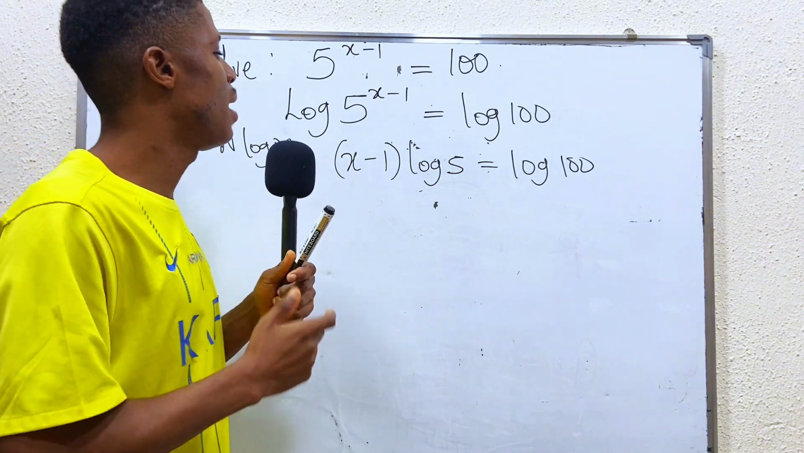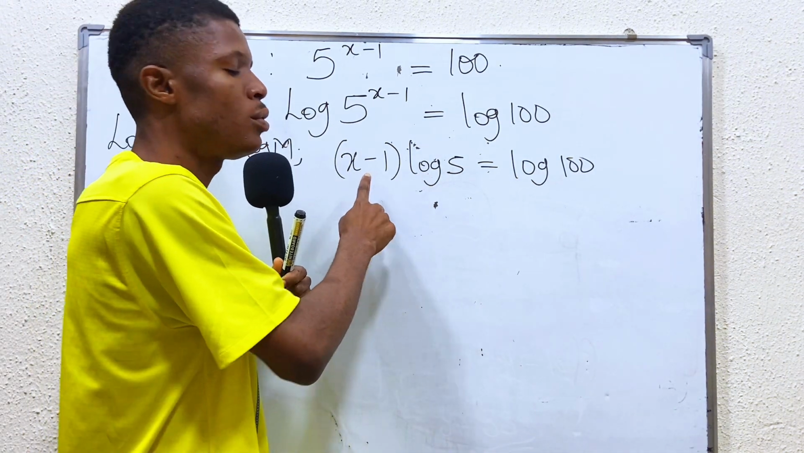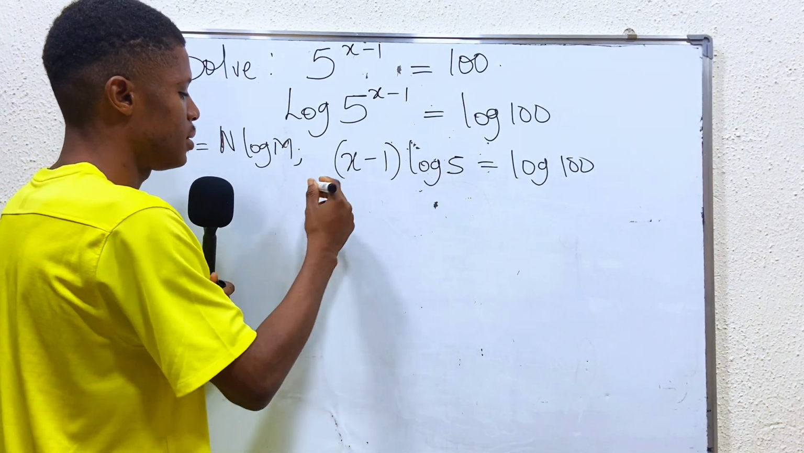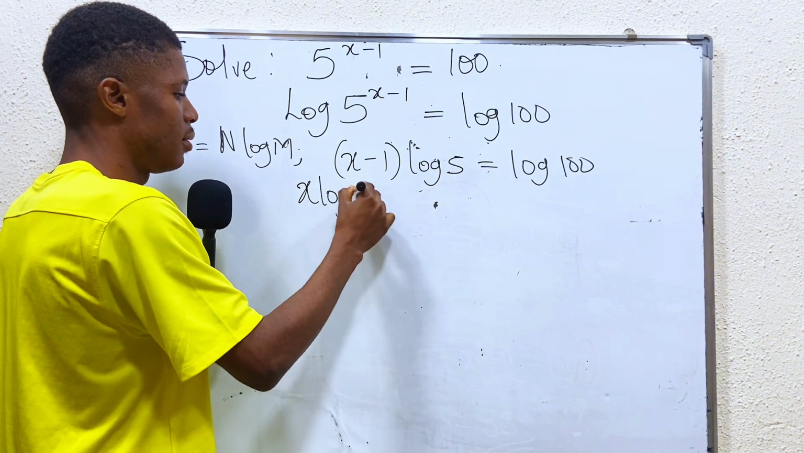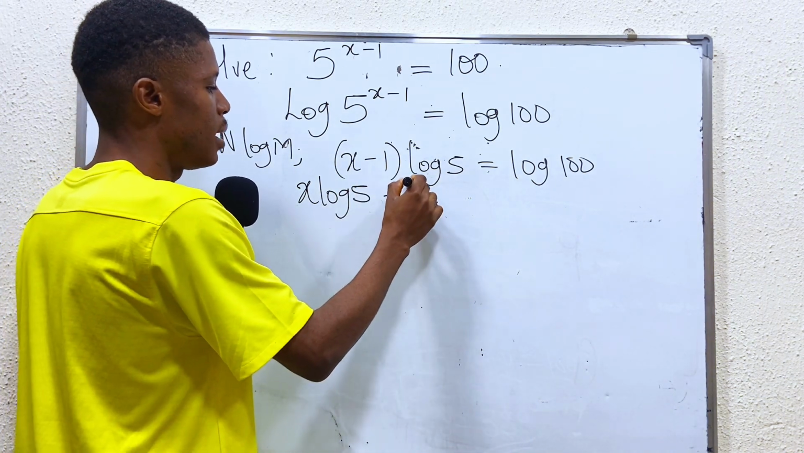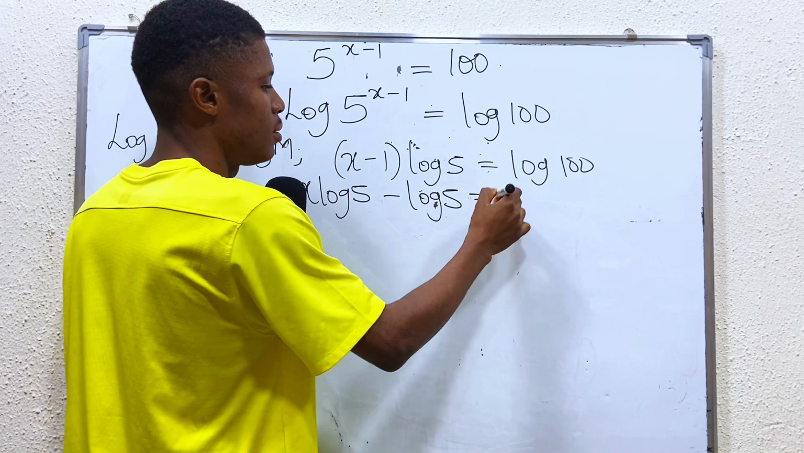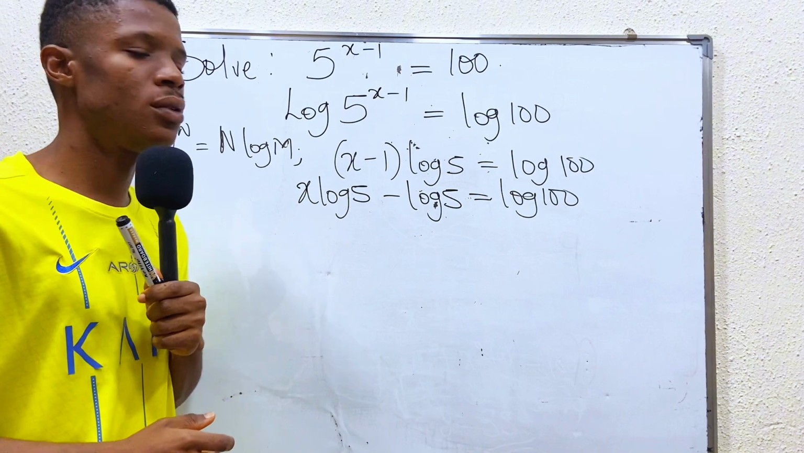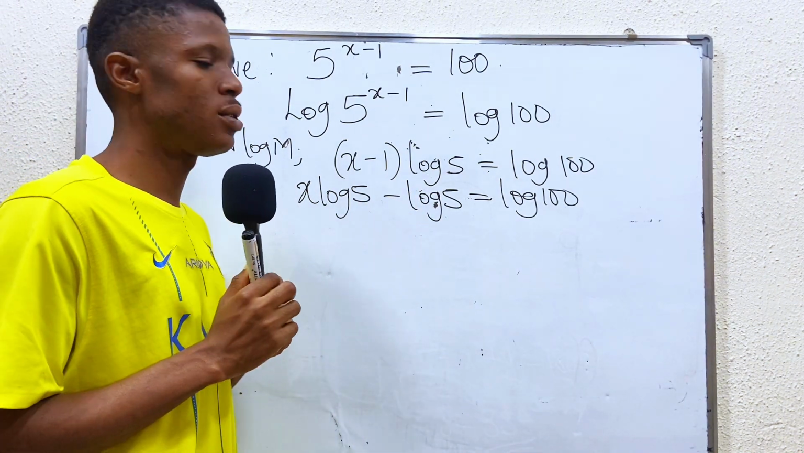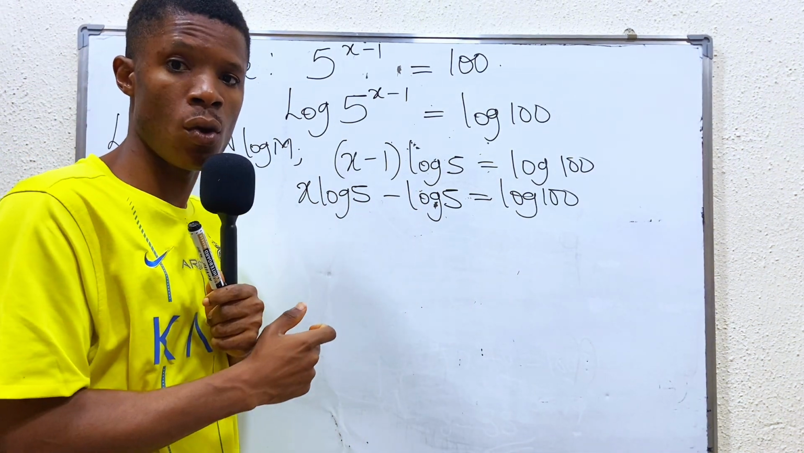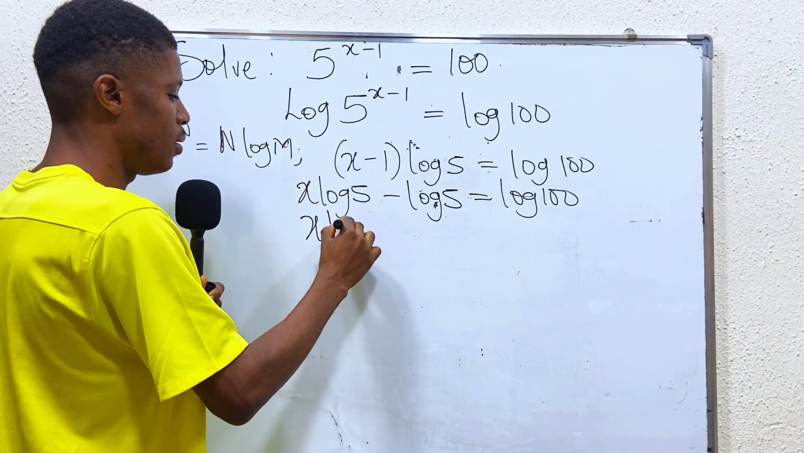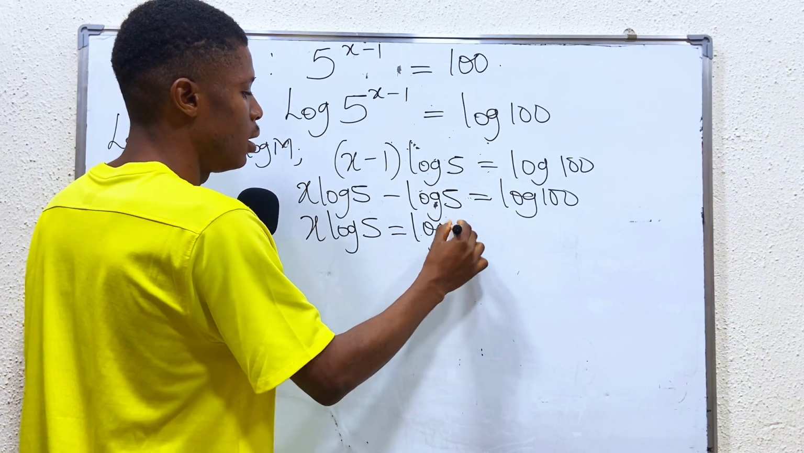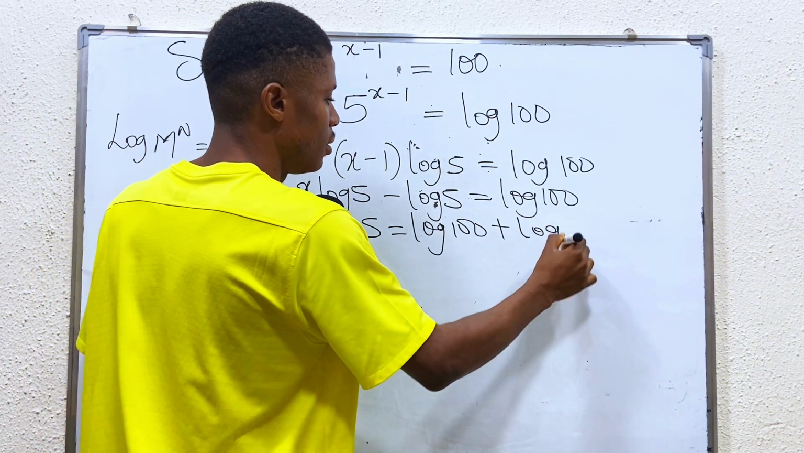Now we use log 5 to open up the bracket since our goal is just to find x. So log 5 times x will give you x log 5. Log 5 times minus 1 will give you minus log 5. And that equals log 100. So x log 5 can stand on its own. You have x log 5 is equal to log 100 plus log 5.